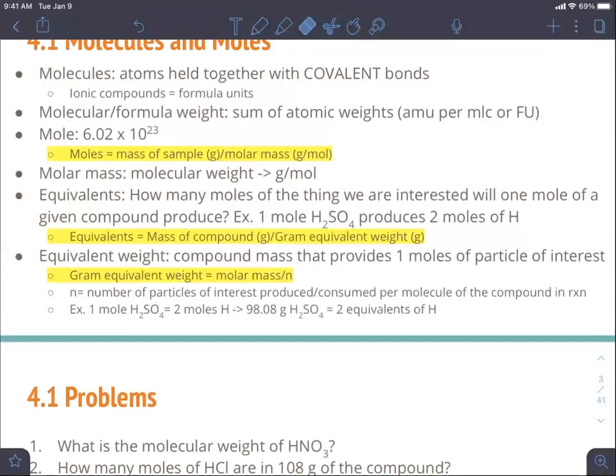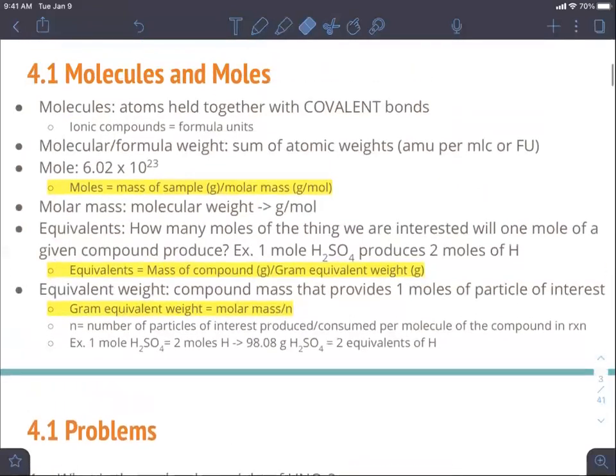So molar mass is just the molecular weight, so it's basically grams over moles. The molar mass is basically just the molecular weight, but with grams at the end. For example, for HCl, it would be 36.45 grams, and that's per mole.